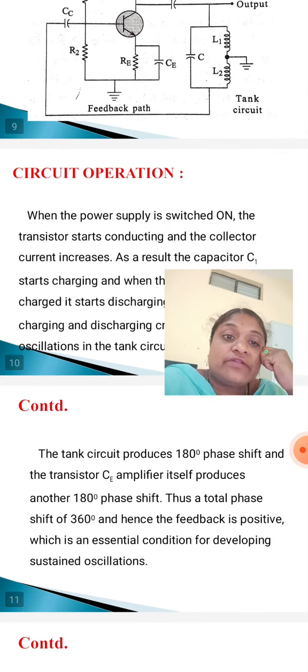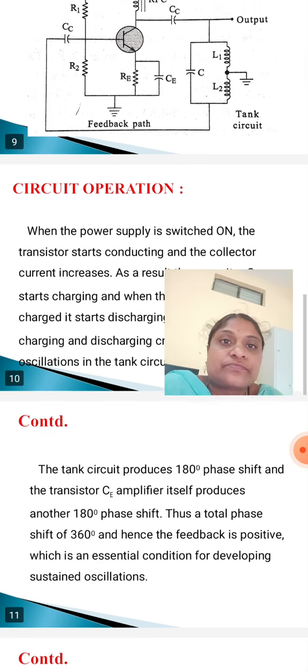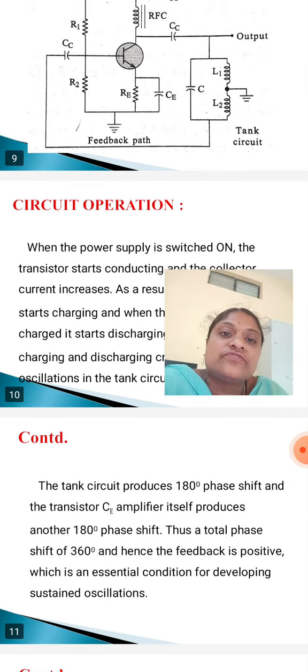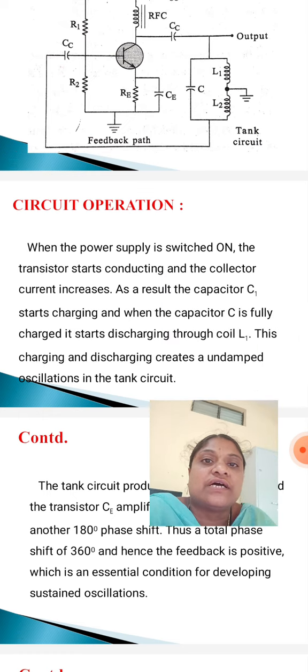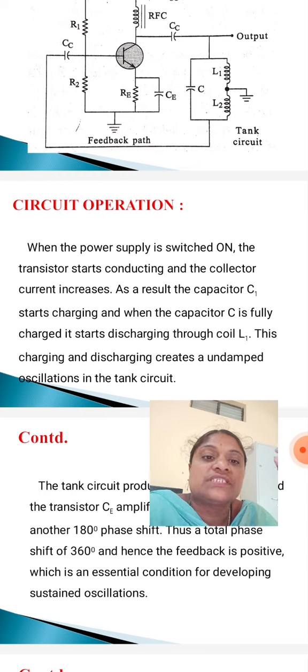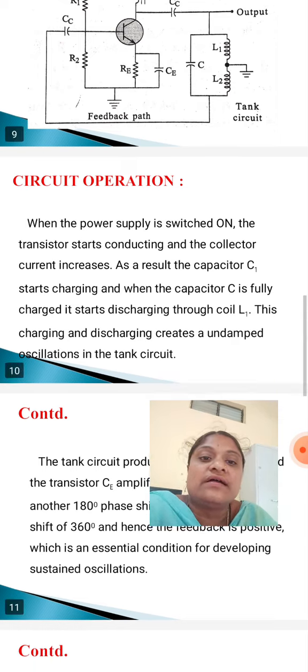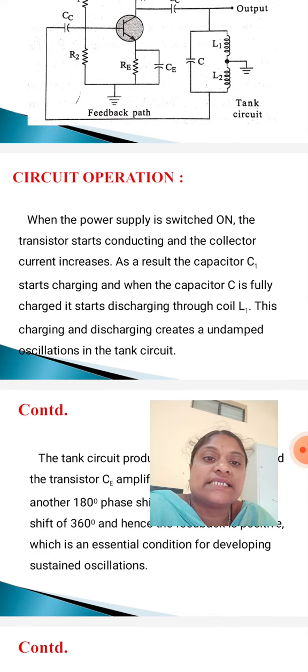Okay, so I repeat once again. So this point here, observe this. First of all, when the power supply is switched on, the transistor starts conducting and the collector current increases. As a result, the capacitor C1 starts charging, and when the capacitor C is fully charged, it starts discharging through coil L1. This charging and discharging creates undamped oscillations in the tank circuit.